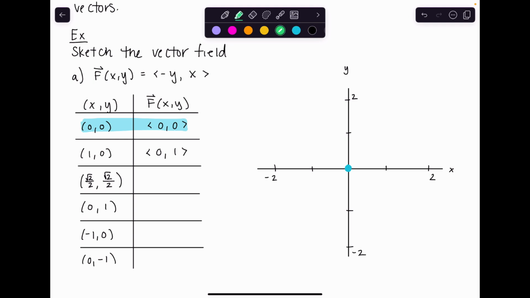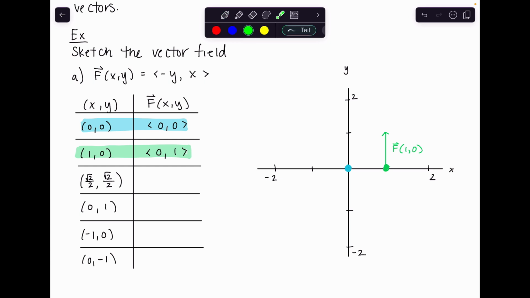So I'm going to graph this one next. I'm going to start by plotting that point 1, 0, which is on the x-axis. And now the vector that's associated with that does not move in the x direction, but moves a length of 1 in the y. So it goes up straight for a length of 1. So this is the vector associated to the point 1, 0.